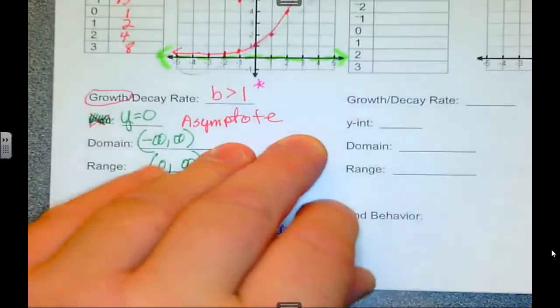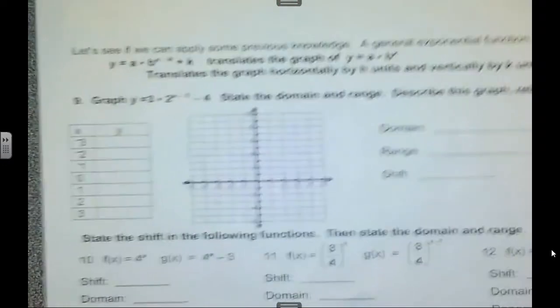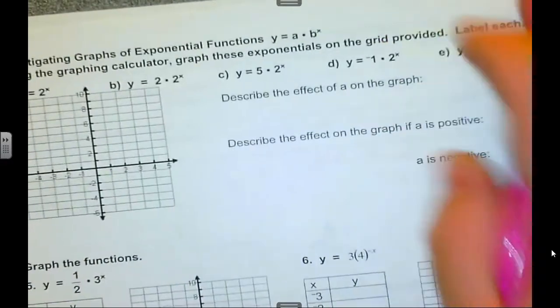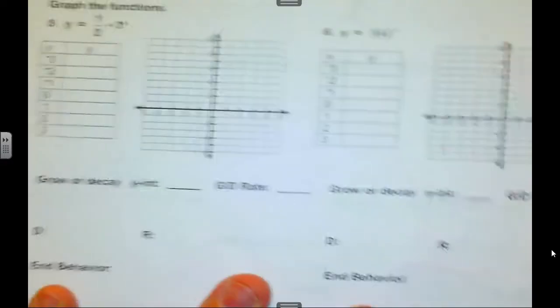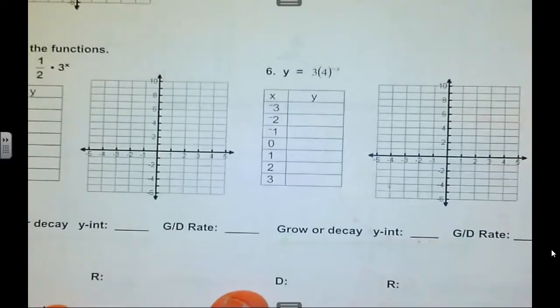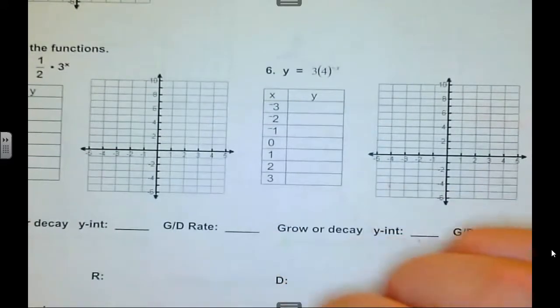Now, when you do your homework, be careful, like number 6. Number 6, is that growth or decay? You don't have a calculator at home? Well, then you'll have to do it in class tomorrow.